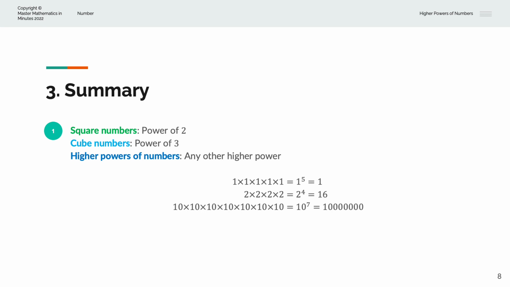So with the number 1 raised to the power of 5, we'll multiply 1 5 times, and that gives us 1. And secondly, with 2 to the power of 4, we'll multiply 2 4 times, and that gives us 16. And finally, with 10 to the power of 7, we'll multiply 10 7 times, and that gives us 10 million.